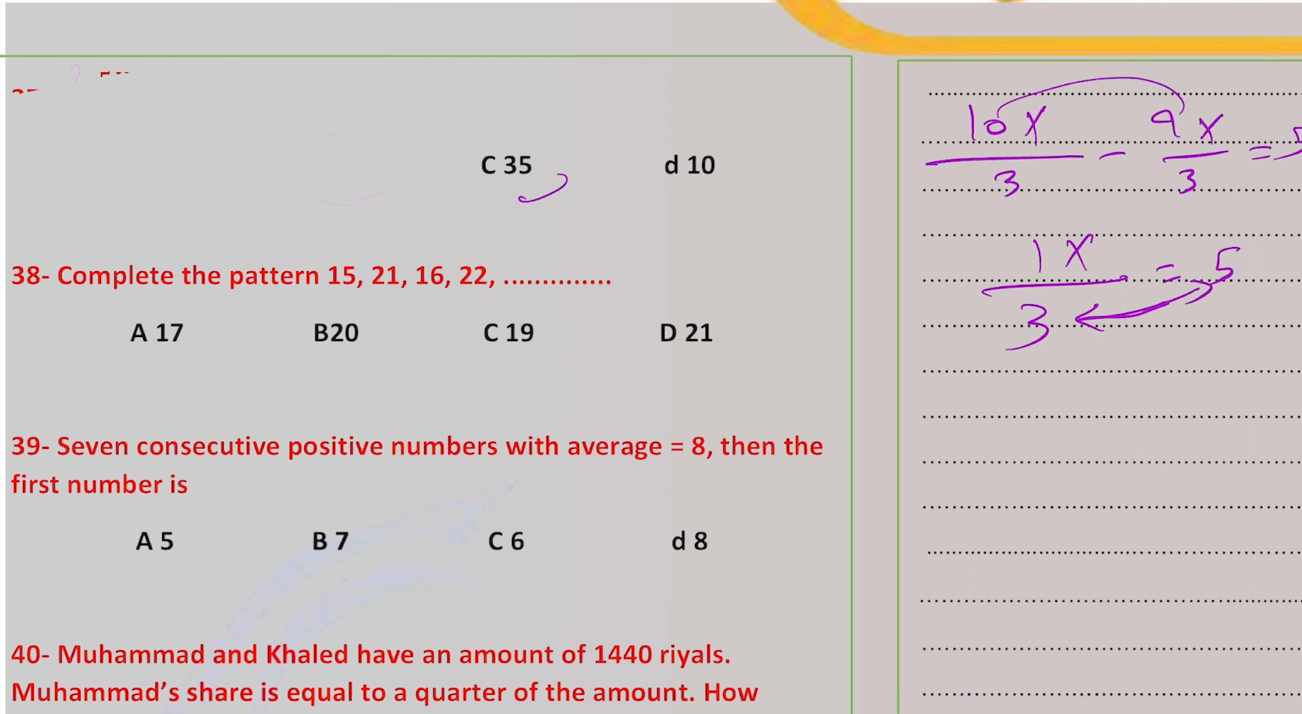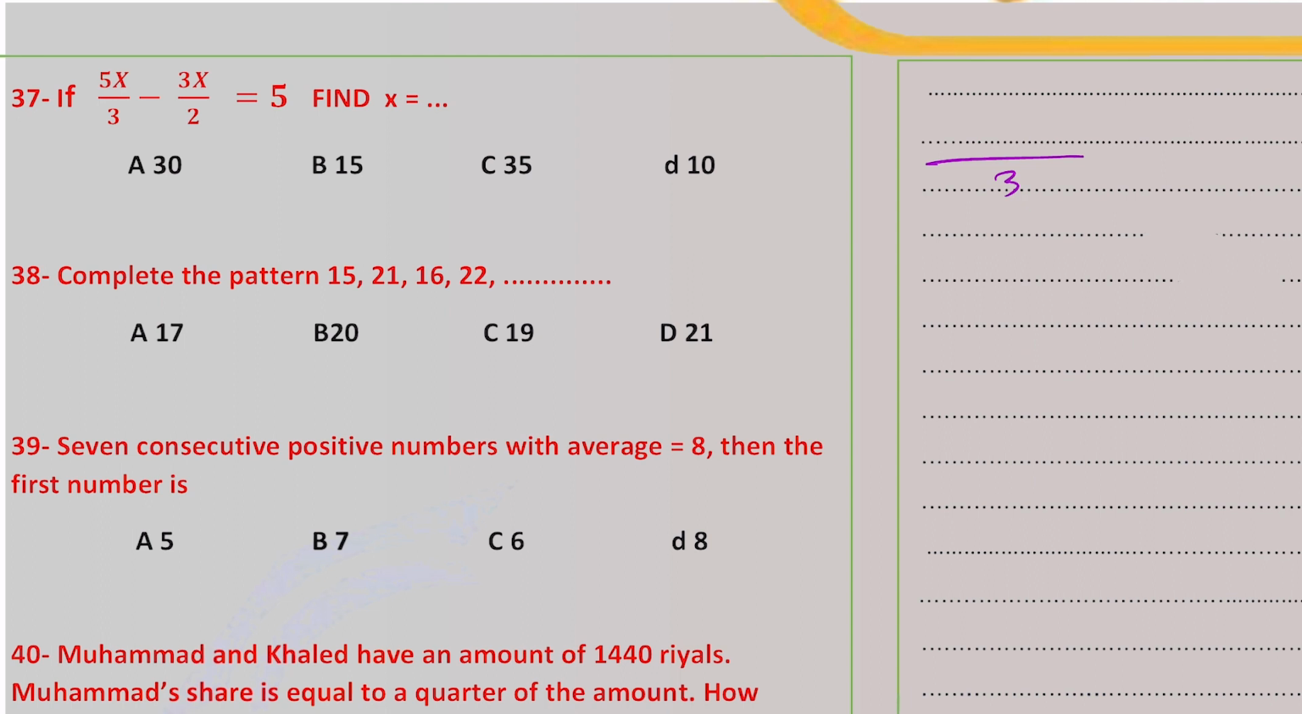Complete the pattern here. From 15 to 21 we add 6. From 21 to 16 we subtract 5. From 16 to 22 we add 6. Okay, we add 6. So the next time we will subtract 5, it will be 17.